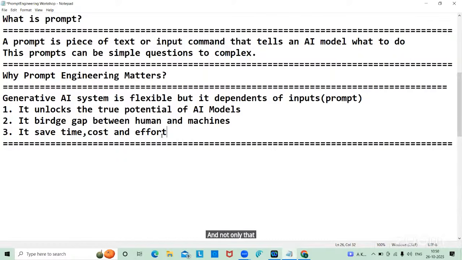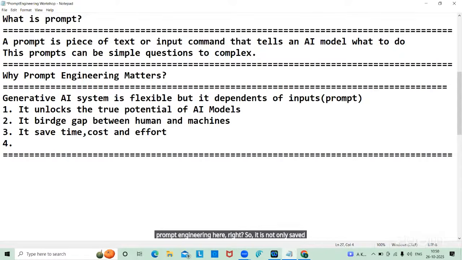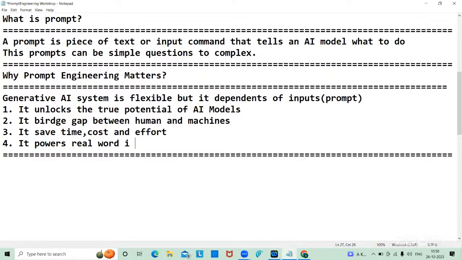And not only that, there are a lot of things which belong to prompt engineering, right? It does not only save time, cost, and effort. It powers real world AI applications.